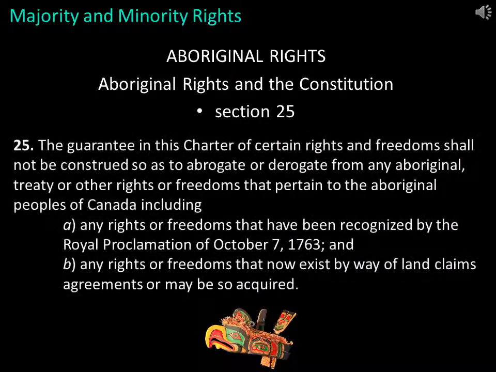Section 25 reads as follows. The guarantee in this Charter of certain rights and freedoms shall not be construed so as to abrogate or derogate from any Aboriginal, treaty, or other rights or freedoms that pertain to the Aboriginal peoples of Canada, including Clause A, any rights or freedoms that have been recognized by the Royal Proclamation of October 7, 1763, and Clause B, any rights or freedoms that now exist by way of land claims agreements or may be so acquired.